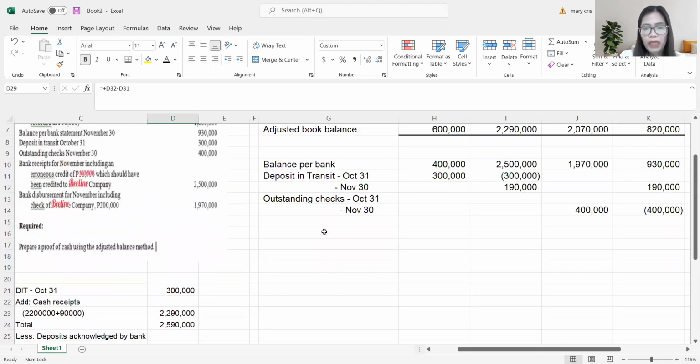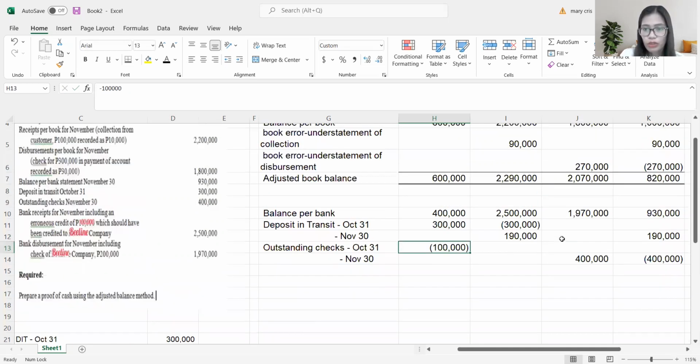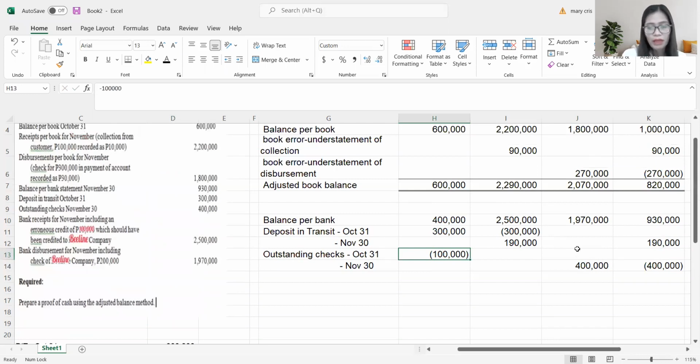So let's try to plot it here. So this is an outstanding check. So i-deduct natin siya from our October 31 balance. Now, anong effect nito, no? Asan siya may effect? Sa disbursement ba or sa receipts? So, di ba, ang mangyayari, class, itong ating outstanding check na October 31, most probably magre-reflect ito siya sa bangko pagka next month. So, ina-anticipate natin na pag outstanding check siya last month, magre-reflect siya sa bangko as disbursement this month or the current month.